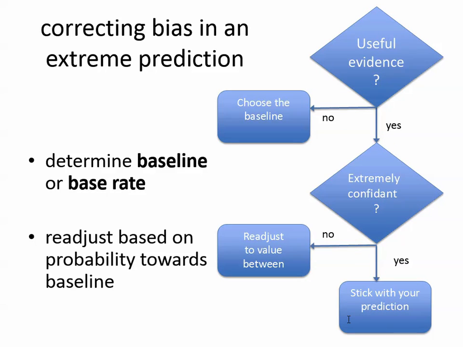So if you have a prediction about something that's kind of a rare event, this is a workflow that you might want to use. Do you have useful evidence? If no, just choose the baseline number, what the percentage of high school versus, and you'll probably be more right than wrong. If you have some useful evidence, then ask yourself, how confident are you in it? Because you may have all this background. If you're not confident, even if you have evidence, then readjust based on how confident you feel. If you are confident, then stick with your prediction. How confident you are in your evidence should recalibrate it.